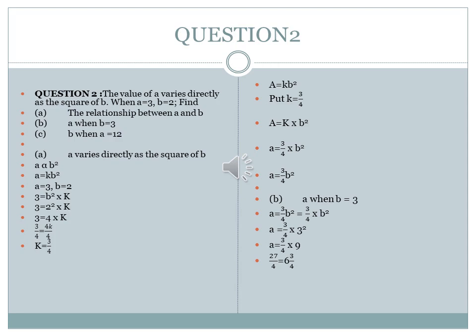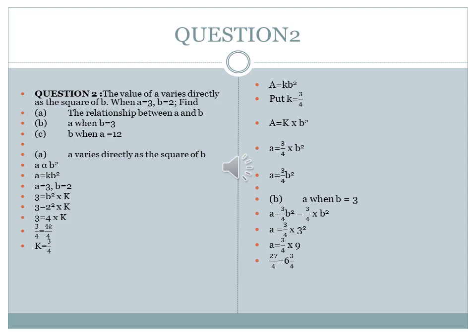So to look for A when B is equal to 3, A is equal to 3 over 4B squared, which is the same thing as 3 over 4 multiplied by B squared. And we already have our B to be equal to 3. So A will be equal to 3 over 4 multiplied by 3 squared. 3 squared is also 3 raised to power 2, which is 3 multiplied by 3. So A will be 3 over 4 multiplied by 9, which will give us 27 over 4.